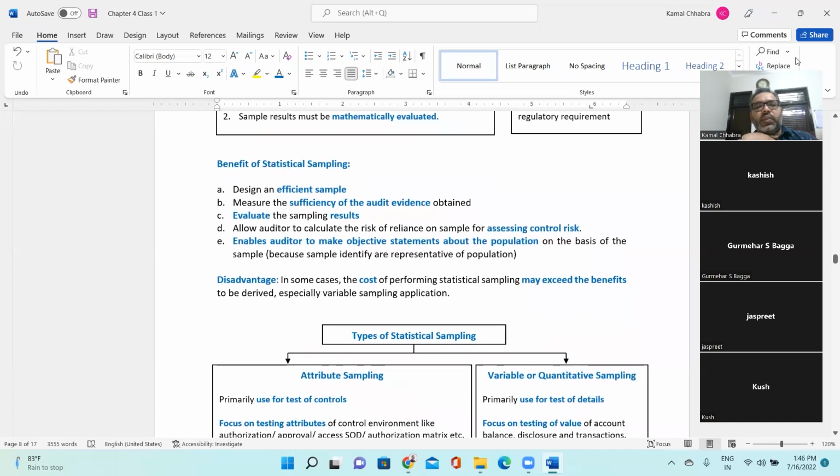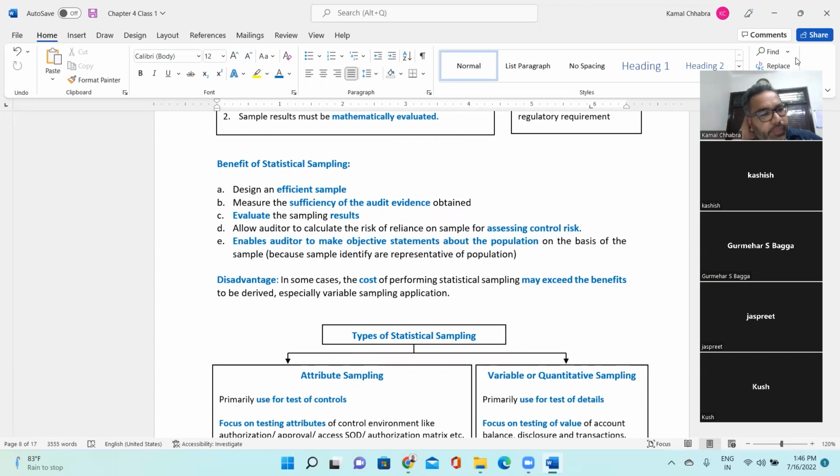First one is design efficient sample. It helps in designing efficient samples. Second, it helps in measuring the sufficiency of audit evidence obtained. So it gives you a sufficient number of samples to test.